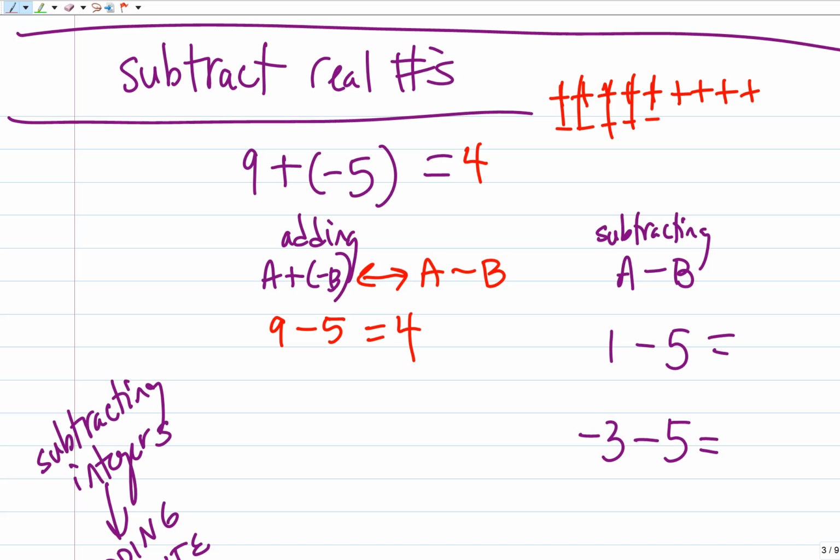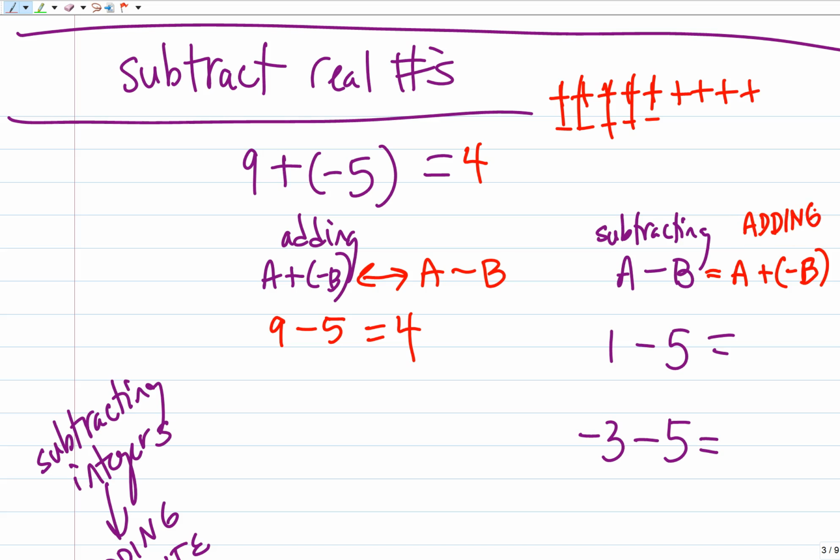Okay, so why do I care? I'll show you, just be patient. Here I have A minus B, right? I know that's the same thing as A plus what? Plus a negative B. What did we just do? We changed it from a subtracting question to an adding question.